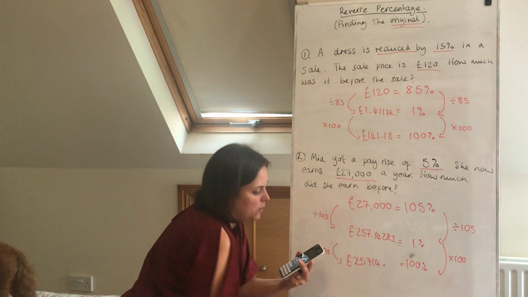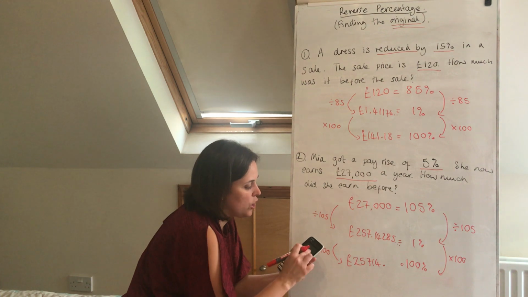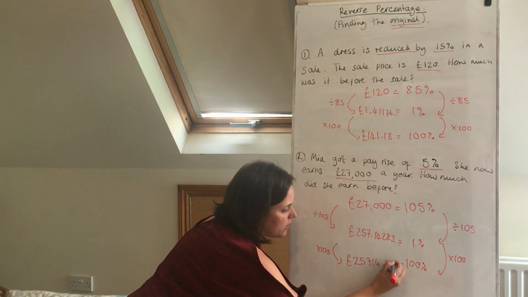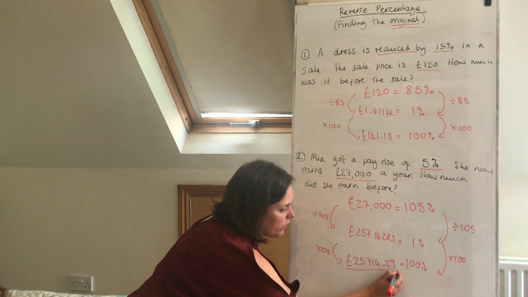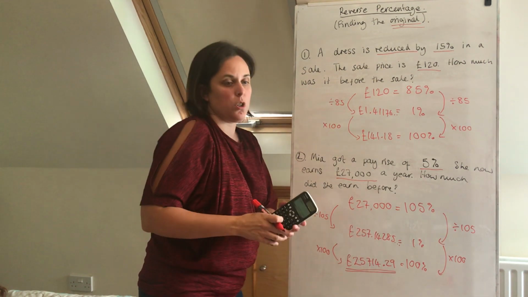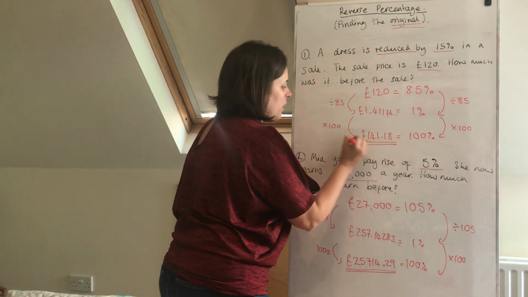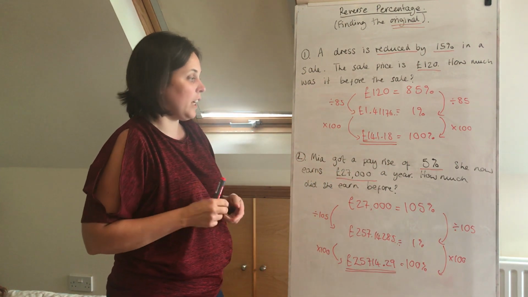And if I do that, I get 25,714 pounds. Now it's 285, so the 5 rounds the 8 up to a 9, so £25,714.29. Remember, if you've got money, you have to put 2 decimal places down. Okay, so there are my 2 answers, and that is how you calculate it.